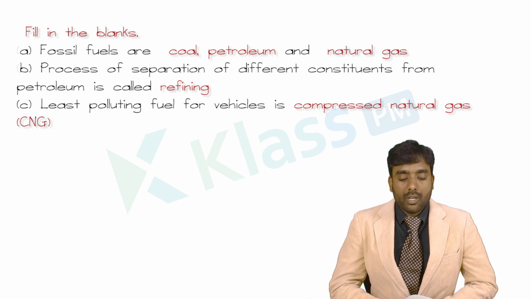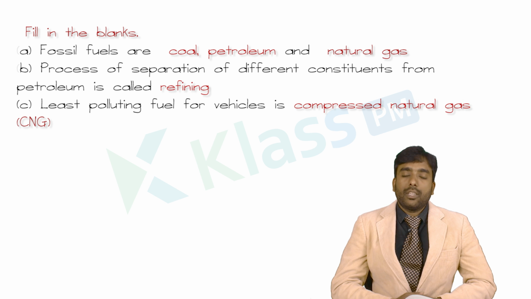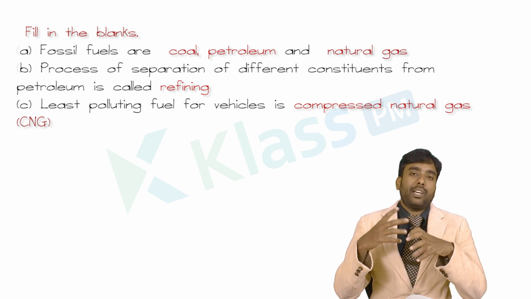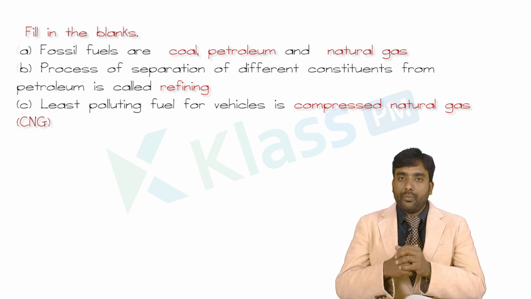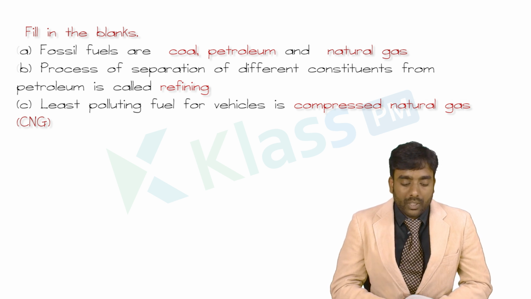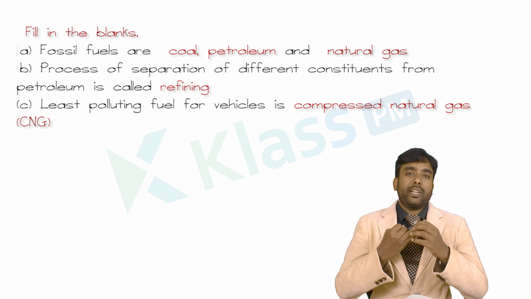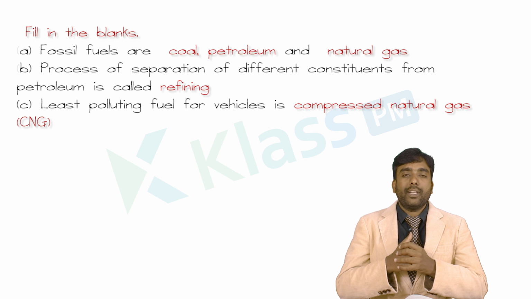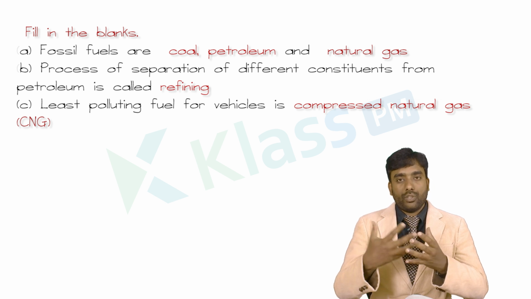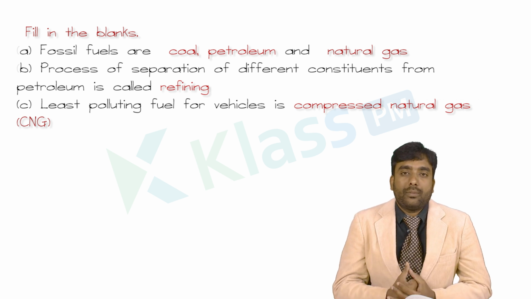Second, fill in the blank. The process of separation of different constituents from petroleum is called dash. The process of separating different constituents from the petroleum is called refining of petroleum. C. The least polluting fuel for vehicles is dash. Petrol, diesel, kerosene, all these are highly polluting fuels. Which is the least polluting? That is compressed natural gas, which is also called CNG. CNG is the least polluting fuel.